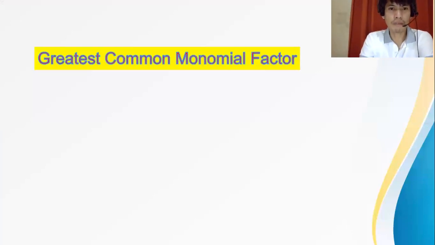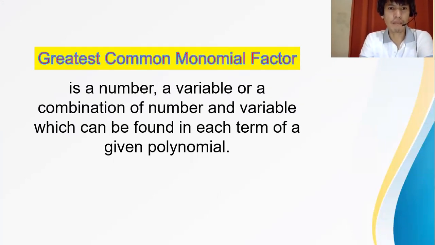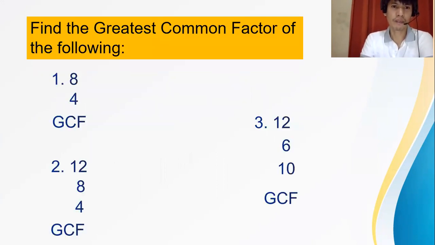Ang pag-uusapan natin ay tungkol sa greatest common monomial factors o yung tinatawag na GCMF. Greatest common monomial factor is a number, a variable, or a combination of number and a variable which can be found in each term of a given polynomial. First, let us identify the greatest common factor of the following.